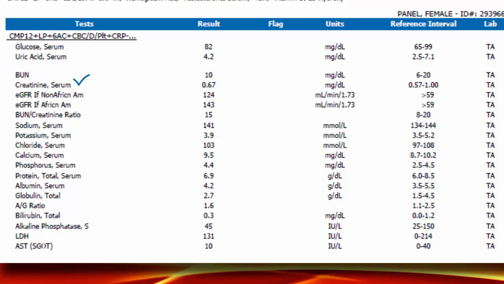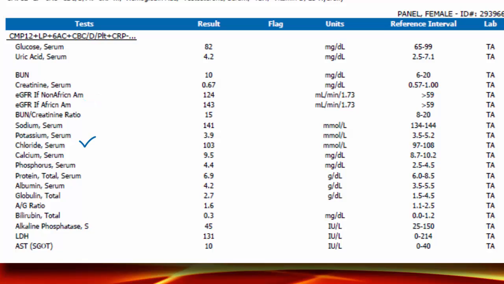Creatinine is a breakdown product of muscle metabolism, and so is lactic acid. And lactic acid is also produced by red blood cells because their main mode of energy production is through fermentation. And the next results shown are the estimated glomerular filtration rate, again showing kidney function.